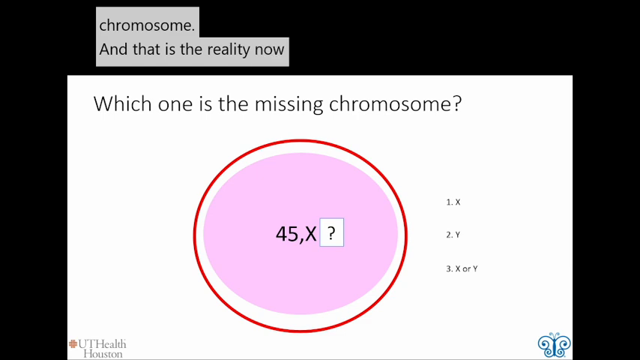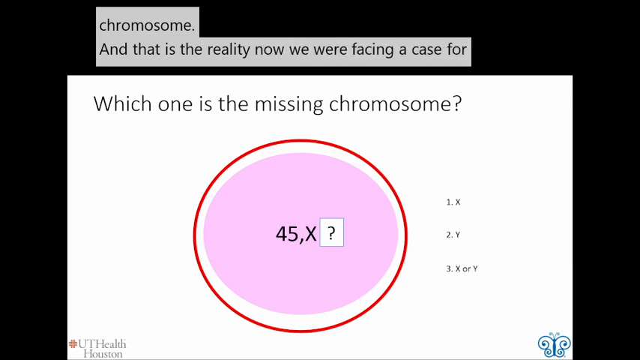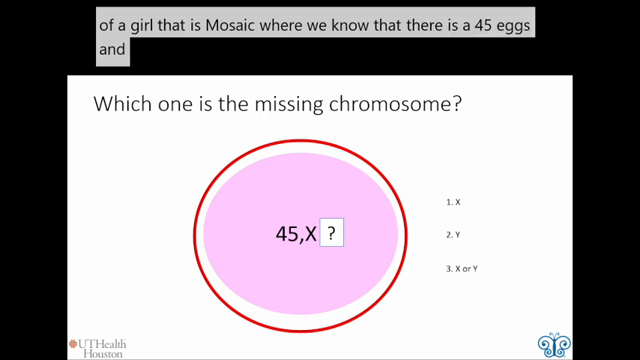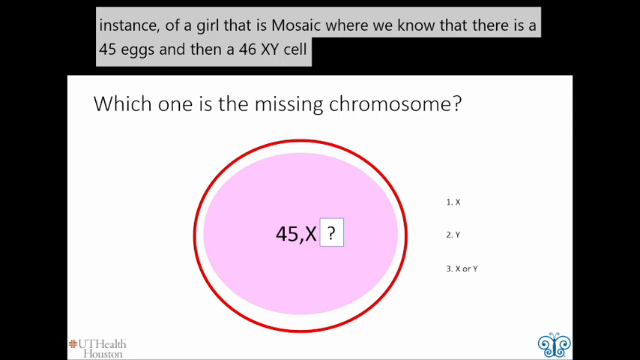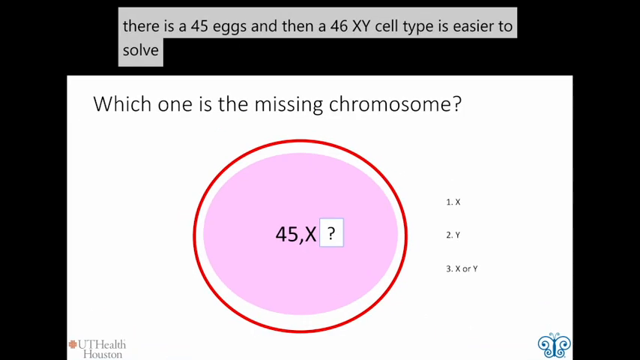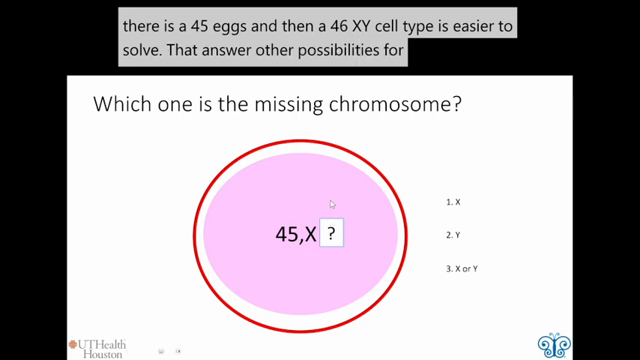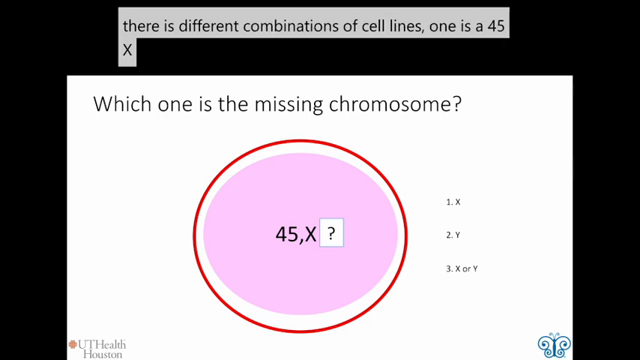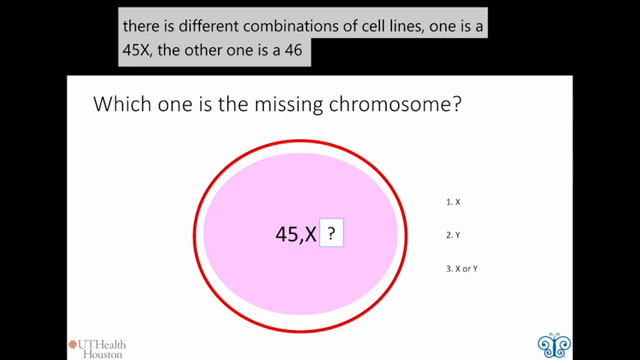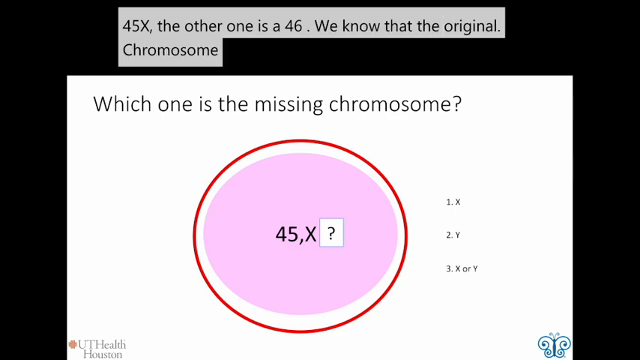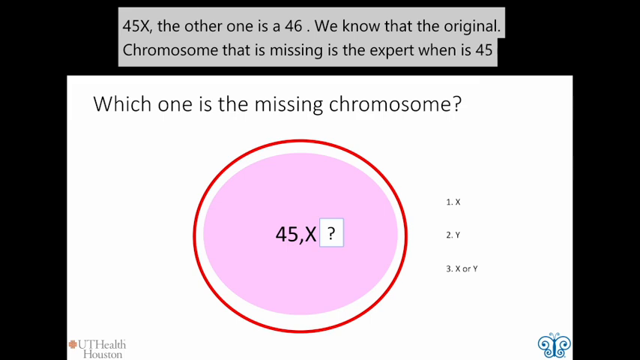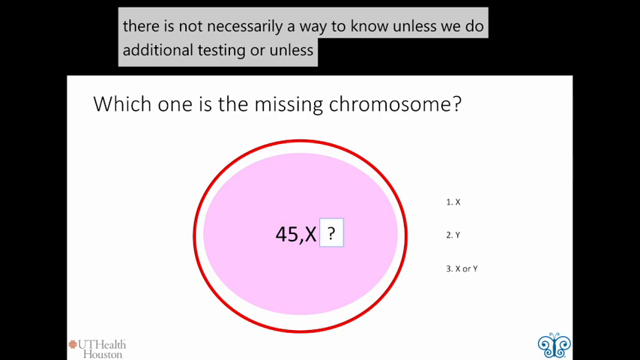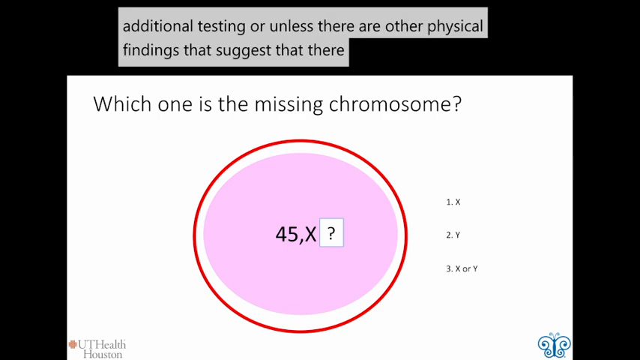Now, we were facing a case, for instance, of a girl that is mosaic, where we know that there is a 45X and then a 46XY cell type, it's easier to solve that answer. Other possibilities, for instance, is that there are different combinations of cell lines. One is a 45X, the other one is a 46XX. We know that the original chromosome that is missing is the X, but when it's a 45X, there is not necessarily a way to know unless we do additional testing or unless there are other physical findings that suggest that there was a Y chromosome present at some point.